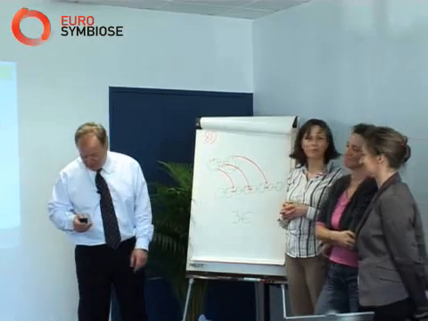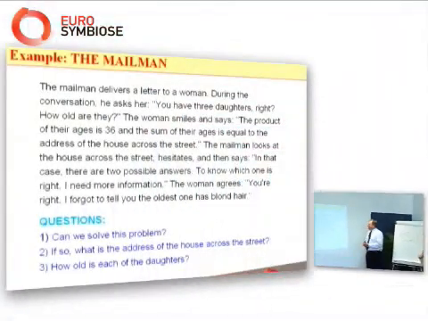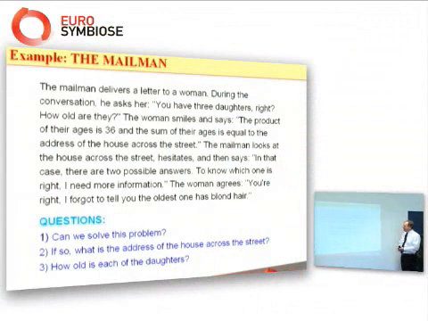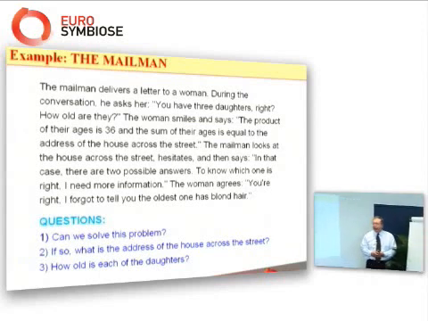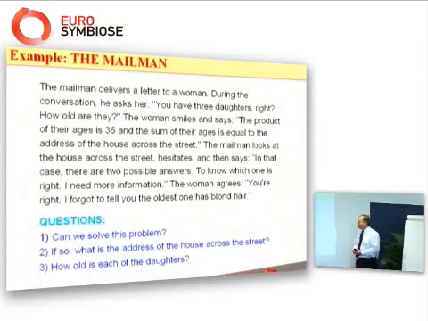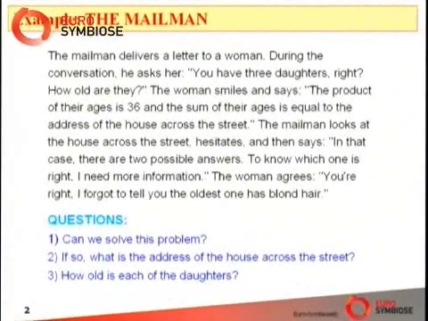Don't go away. I've got another problem for you. I'm going to read this in English. It's a mailman, a postman. He delivers a letter to a woman, and during the conversation he asks her, "You have 3 daughters, right? How old are they?" The woman could reply, "It's none of your business," but she doesn't. She smiles and she says, "The product of their ages is 36, and the sum of their ages is equal to the number of the house across the street."